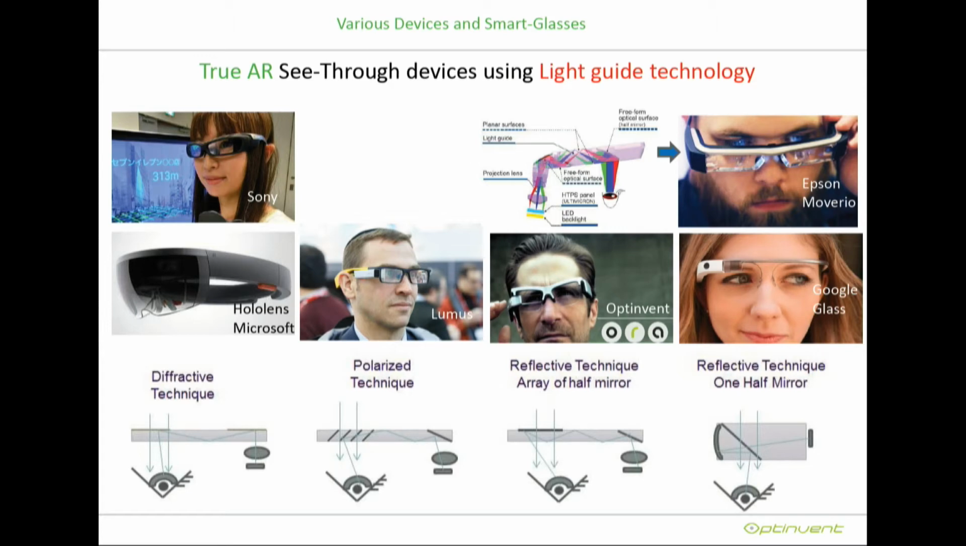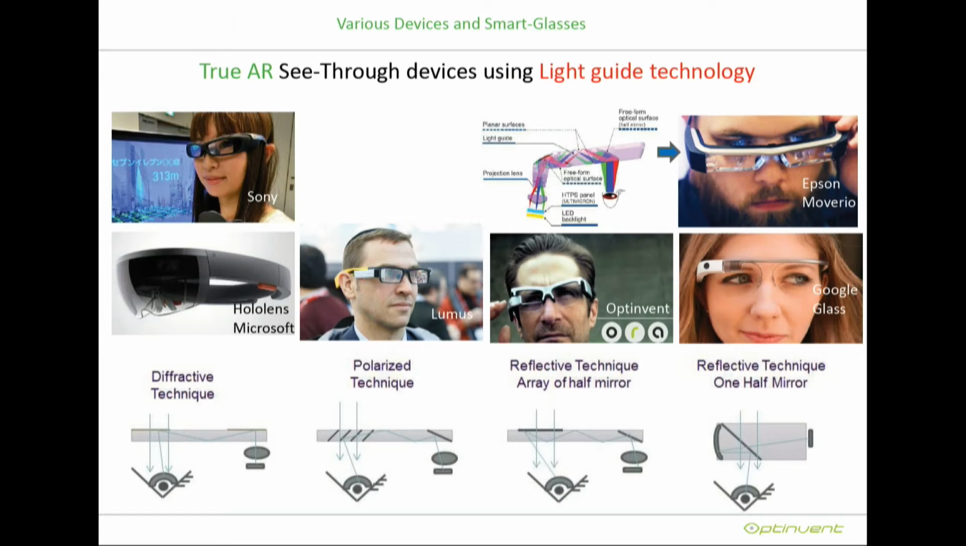On the left, you have what we call the diffractive technique. It's used by Sony and HoloLens. The diffractive technique uses a diffraction element. It's submicron, 150 nanometers. So the light is coupled in by a diffraction pattern, and then extracted from the light guide. Extracted here, injected here. The advantage of this system is that you could have high transparency, like 85%.